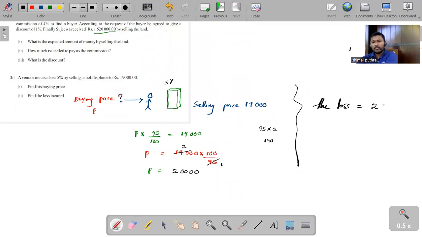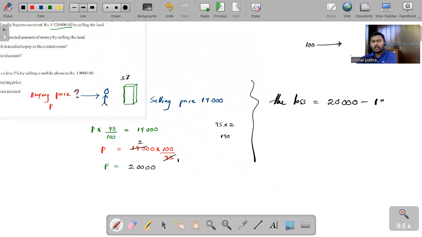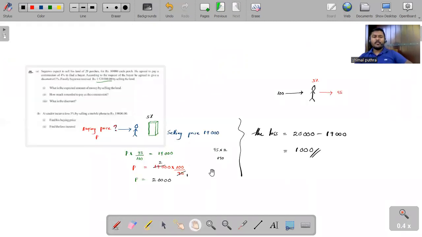He bought it for 20,000. He sold it for 19,000. The loss was 5%. That means 20,000 minus 19,000 is equal to 1,000. This is the loss. With this one, we can finish model paper number 1.